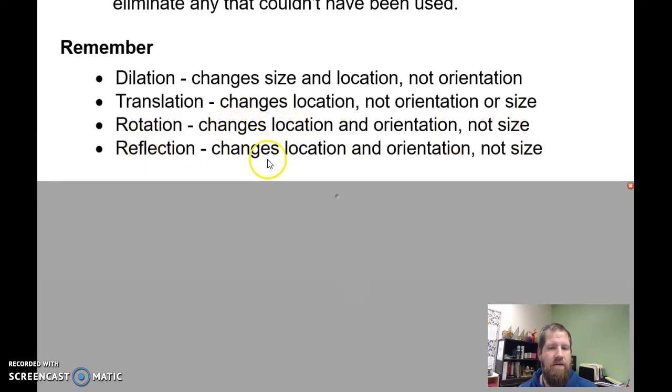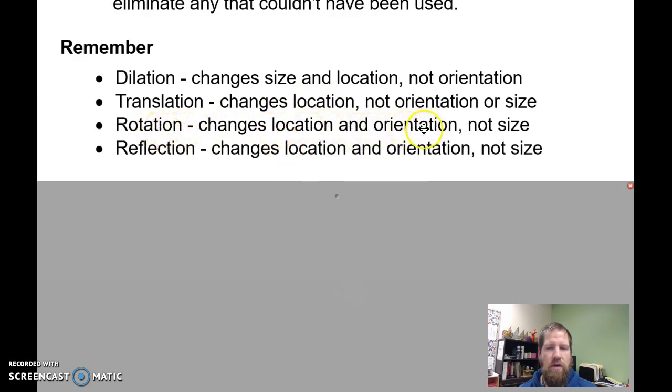A rotation and a reflection will not change the values, so the numbers in your coordinates. It'll change them from like x to y, so it'll swap the values, and it'll change from positive to negative. So if you have two figures and their coordinates have the same values in them, you know you probably have a rotation and a reflection, but not a translation or a dilation. Because these ones, their change in location will change the values in the coordinates. These ones will not change the values.